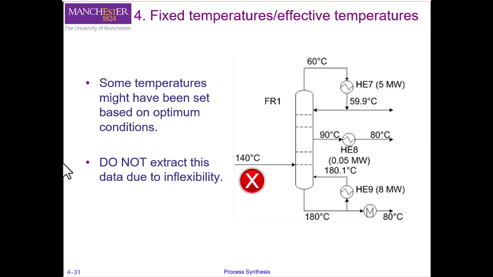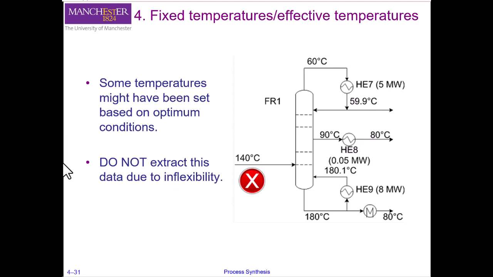So the next rule is about effective temperatures. Some temperatures in your process you might not want to change because those are hard constraints. As I explained in the case of a reactor, we don't want to change the inlet condition of a reactor because it is a hard constraint, or effective temperature, in terms of the best conversion or the best yield.